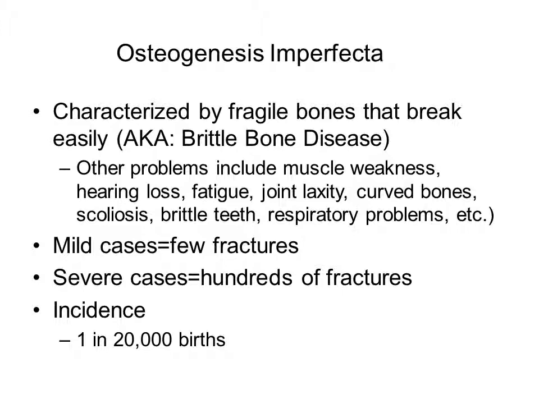So there are different types, or not types, but different levels of osteogenesis imperfecta. The more mild the cases, the fewer the fractures. The more severe the cases are, you'll have multiple fractures. And the incidence of osteogenesis imperfecta is about 1 in 20,000 births, so not too common.